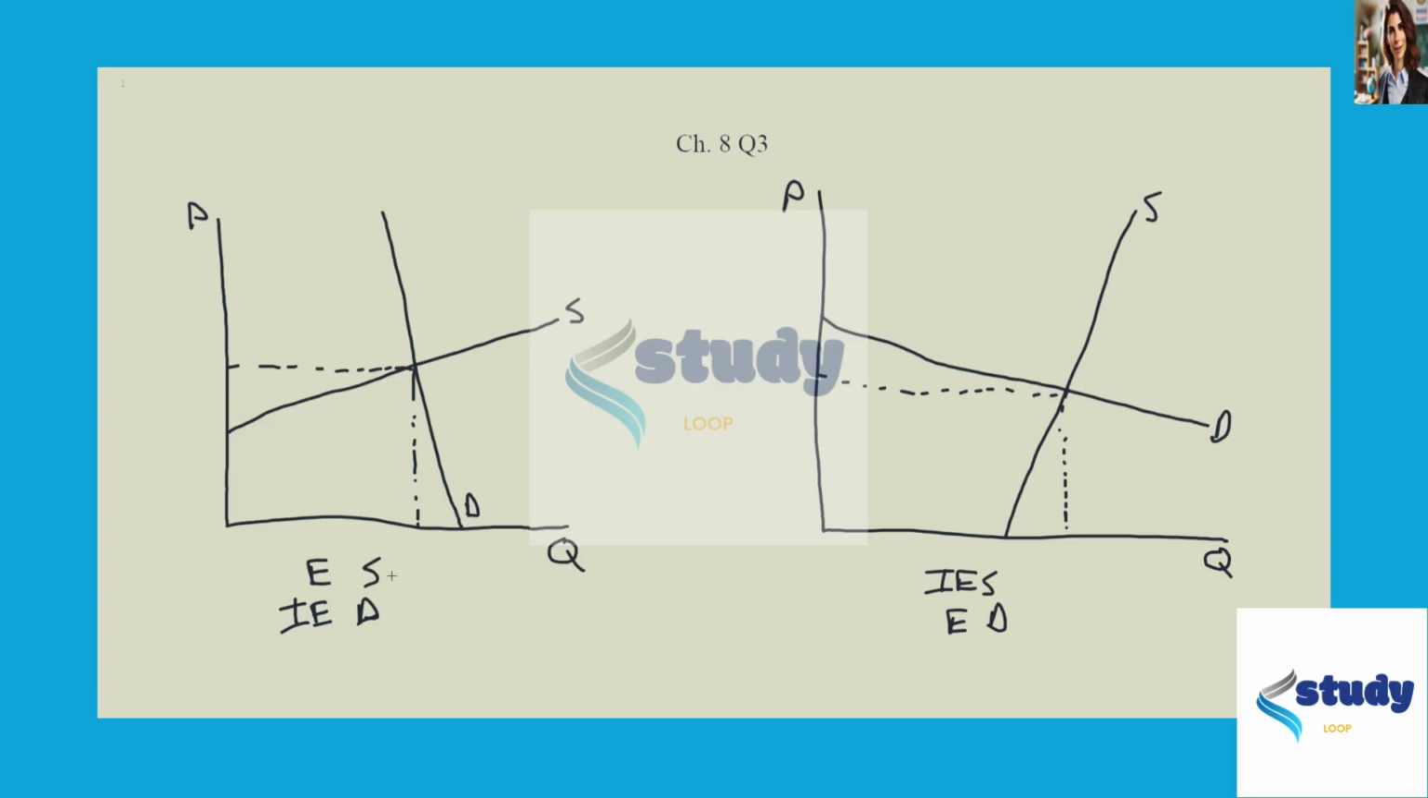In this question, we're comparing two different situations. One where we have elastic supply and inelastic demand, graphed here, and one where we have inelastic supply and elastic demand, graphed here. So we want to impose an identical tax to these two markets and see how it affects consumer and producer surplus in either case.